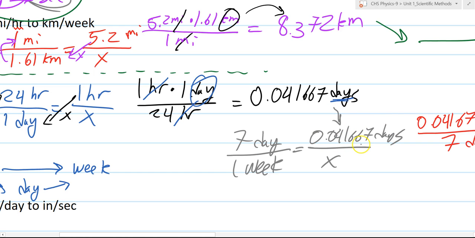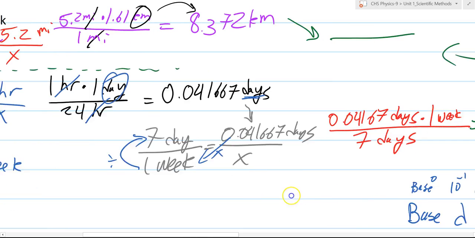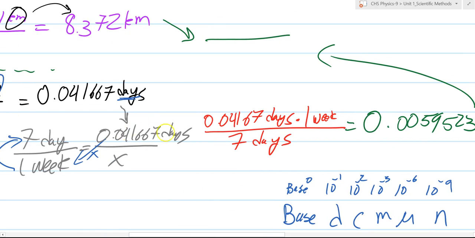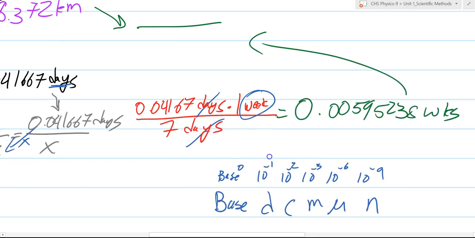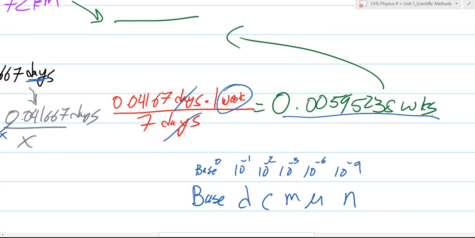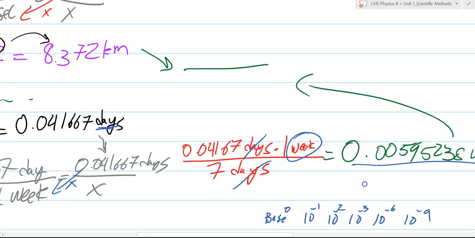I know I've told you you should round to a few digits, but don't round when you're in the middle of a problem. Do not round in the middle of a problem, okay? It'll give you a bad answer. If I rounded this to 0.04, I'd get the wrong answer. Okay, multiply what's across, I divide. So I take this decimal times 1 week divided by 7 days. The days go away, I'm left with a week, and I get this many weeks. Again, you want to save all your digits.